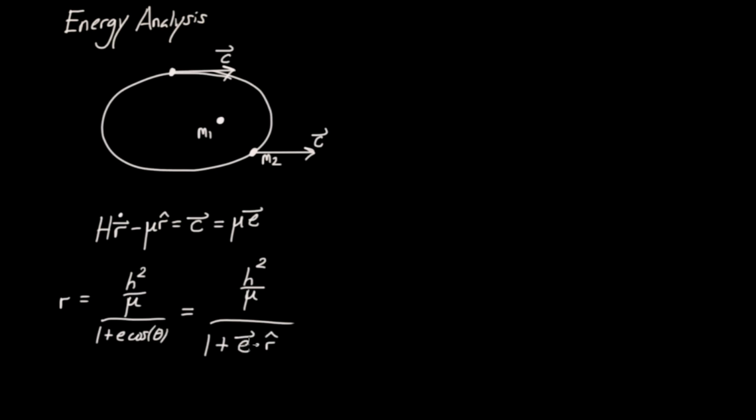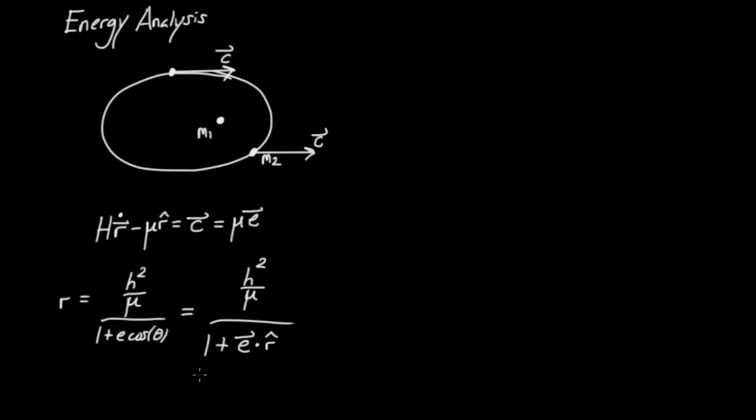Now, hopefully you can see that this is the same as this. If you just expand this out, e dot r is going to be the magnitude of e, which I call little e, times the magnitude of r hat, which is a unit vector, so it's 1, and then times cosine theta. Now, with this equation, r is equal to h squared over mu over 1 plus e dot r. I'm going to do a little bit of rearranging. I'm going to solve for this dot product here.